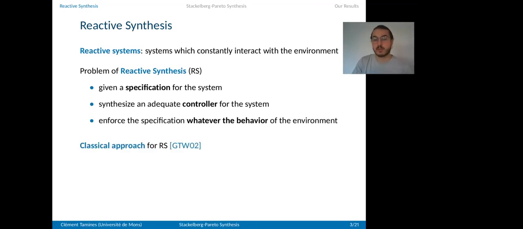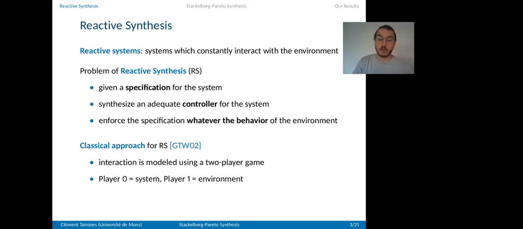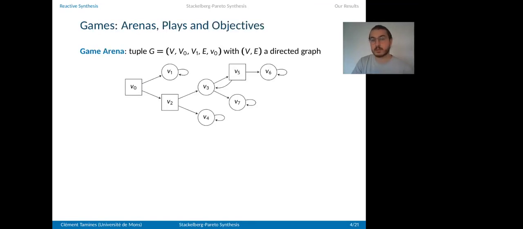The classical approach for reactive synthesis in the context of game theory is to model the interaction using a two-player game in which player 0 represents the system and player 1 represents the environment. The specification corresponds to an objective in this game. I'll now recall a few concepts of game theory.